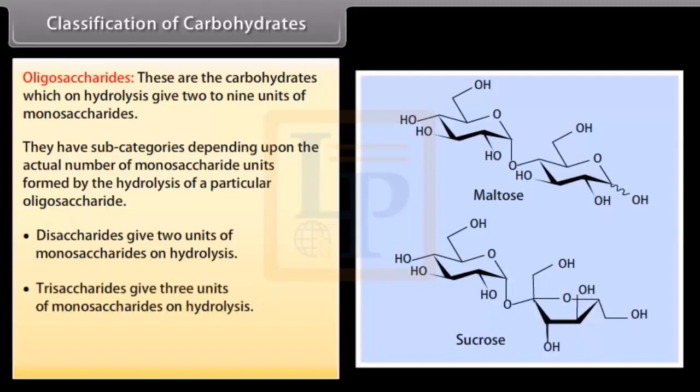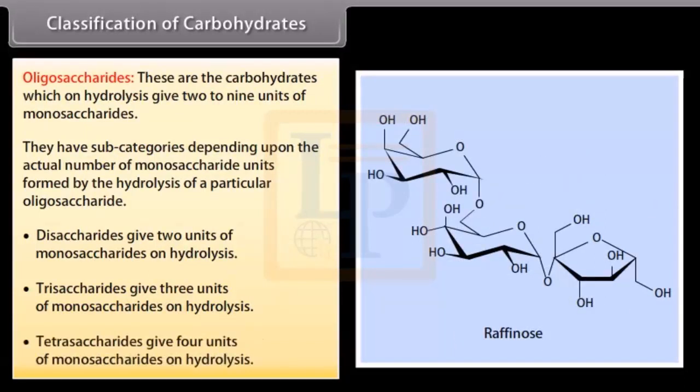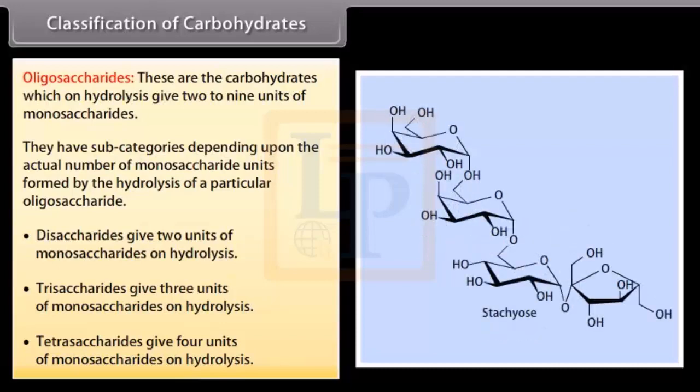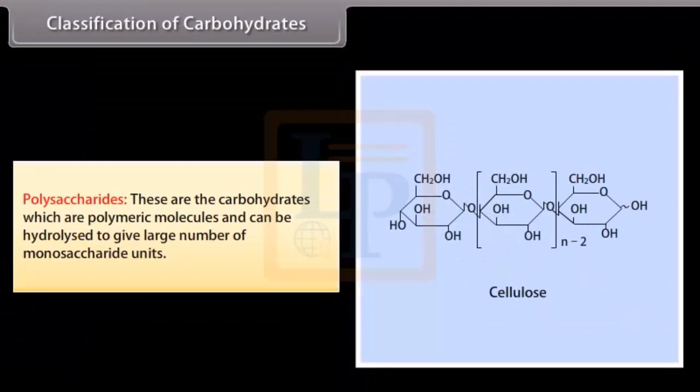Trisaccharides give 3 units of monosaccharides on hydrolysis. For example, raffinose. Tetrasaccharides give 4 units of monosaccharides on hydrolysis. For example, stachyose. Polysaccharides. These are the carbohydrates which are polymeric molecules and can be hydrolyzed to give a large number of monosaccharide units. For example, starch, glycogen and cellulose.